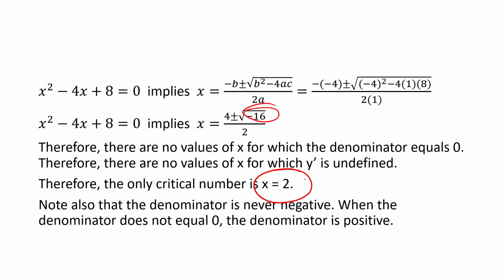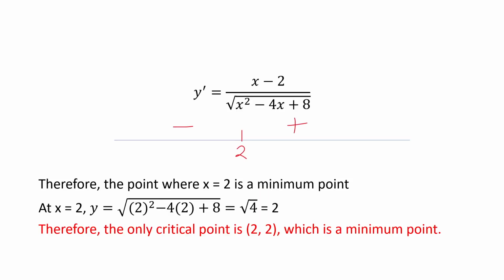I make a note here that the denominator is actually never negative. The square root of x squared minus 4x plus 8 cannot be negative no matter what value you plug in. But even if a person didn't quite recognize that, they could still do the interval testing. Simply take a value to the left of 2, for instance, let x equal 1, or any value you want to the left of 2.